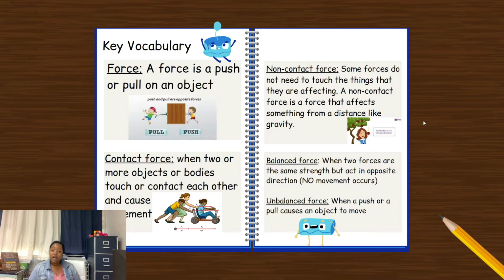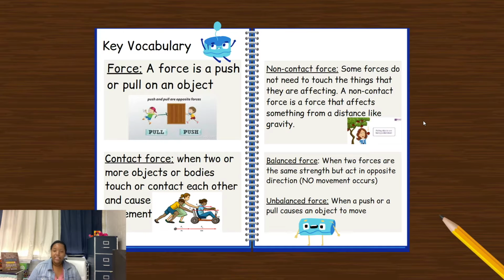Now, a non-contact force happens because some forces don't need to touch the things that they are affecting. So think about gravity. We don't see gravity, we don't feel gravity, but a force is being applied upon us because it's keeping us here safe on the ground.